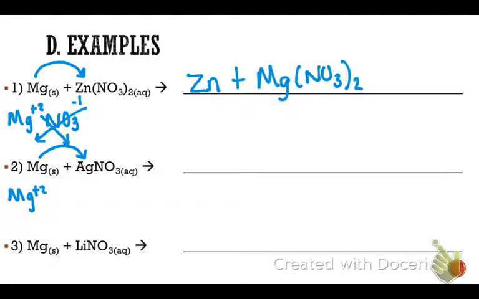I'm not able to pull both screens up and not lose my writing. So what I need you guys to do is look at that activity series. Find magnesium and find silver. Which one is further up the list? That one is going to be the magnesium. Therefore, magnesium is more reactive than the silver. That means the reaction is going to take place. That means that silver will now be on its own.